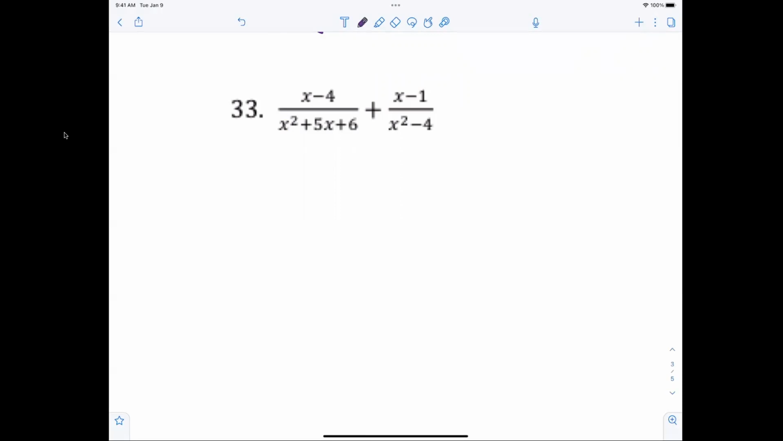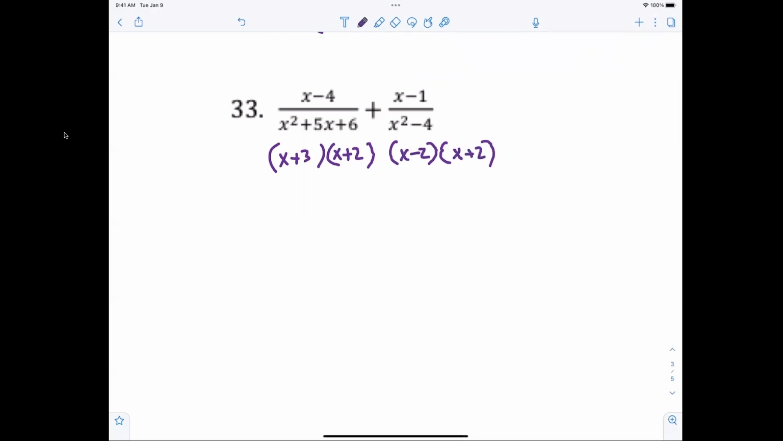So what do we got for the bottom? I'm listening. X plus 3 times X plus 2. That's exactly right. The second one, that is X minus 2 and X plus 2. You're very good, buddy. That was good.